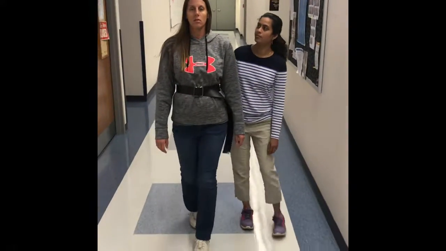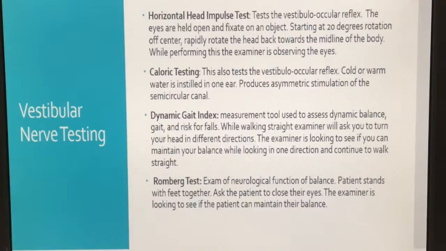And that's it. Alright. The Romberg test. This is an exam of neurological function of balance. The patient stands with feet together. You ask the patient to close their eyes. The examiner is looking to see if the patient can maintain their balance.